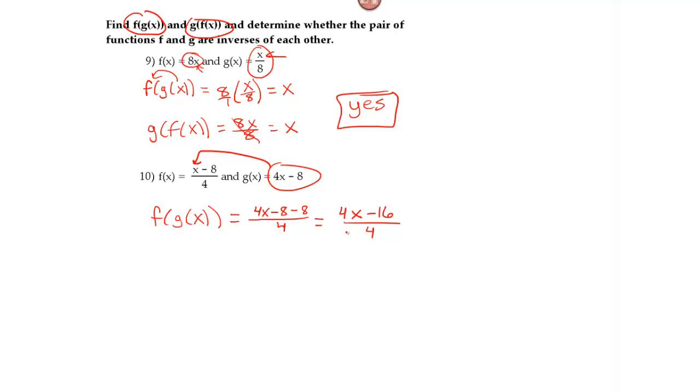If I try to simplify this, as long as I can divide both numbers on top by 4, I can. So that's 1x, which is just x, minus 4. But now I'm done simplifying. I can't do anything else, but I don't have just x. I have x minus 4. So this is no, they are not inverses.